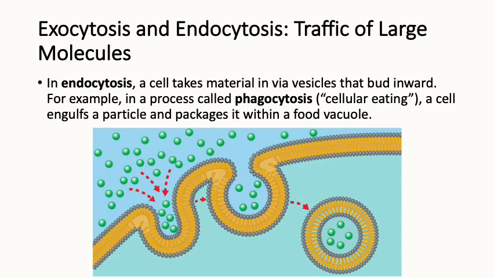Endocytosis is essentially the opposite of exocytosis. In this process, the cell takes materials in by forming vesicles from the plasma membrane. One common form is phagocytosis, often described as cellular eating, where the cell engulfs large particles and encloses them in food vacuoles. Endocytosis plays a major role in nutrition, immune defense, and cellular maintenance. Together with exocytosis, it allows a cell to move large substances that could not otherwise cross the membrane.